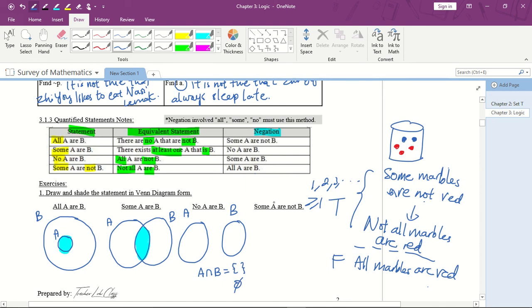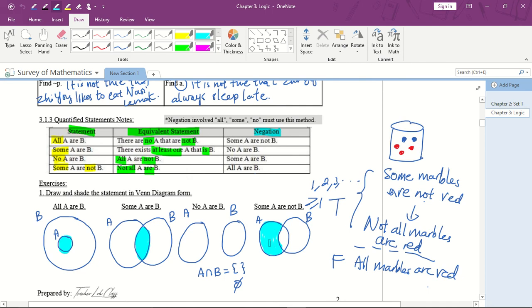And the last one, some A are not B. This is the same diagram as the second one, A and B. However, here it says that some A are not B, which means the part here.